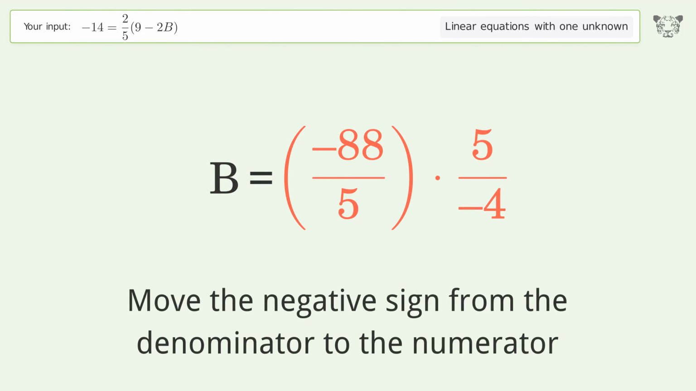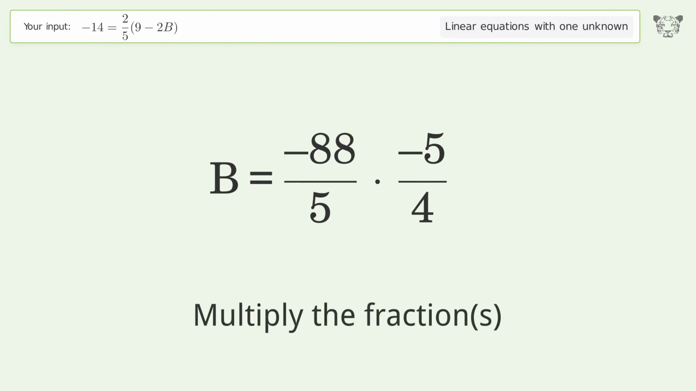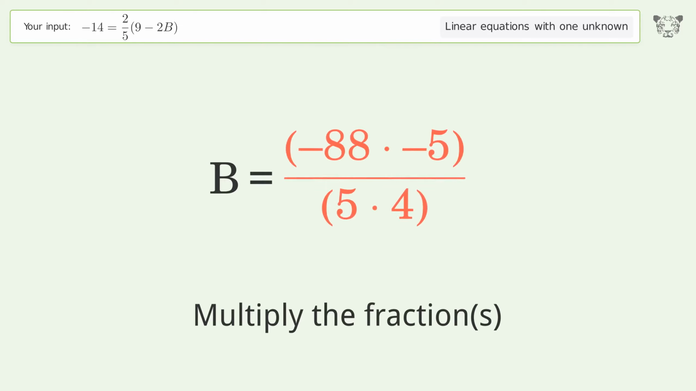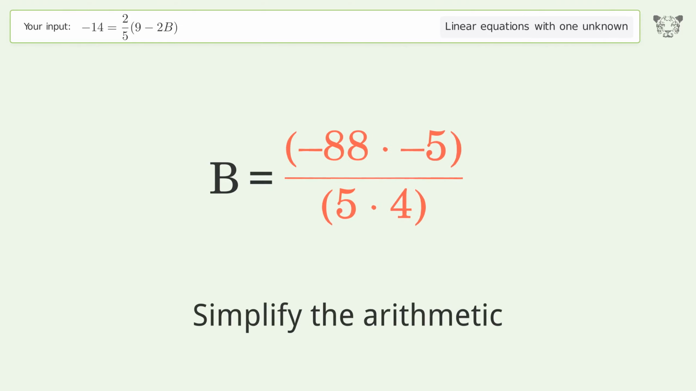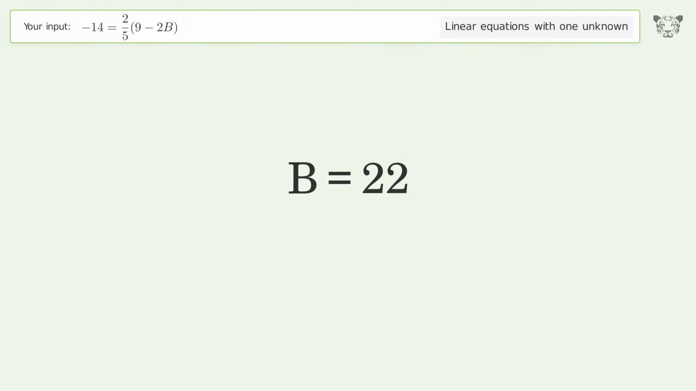Move the negative sign from the denominator to the numerator. Multiply the fractions. Simplify the arithmetic. And so the final result is b equals 22.